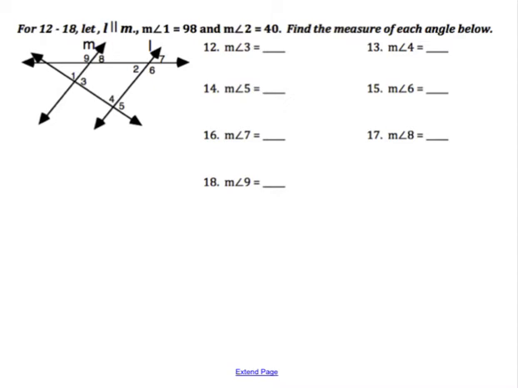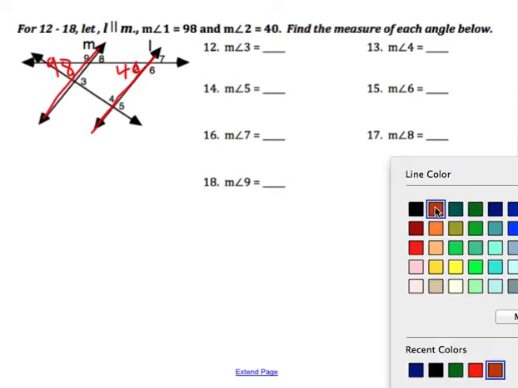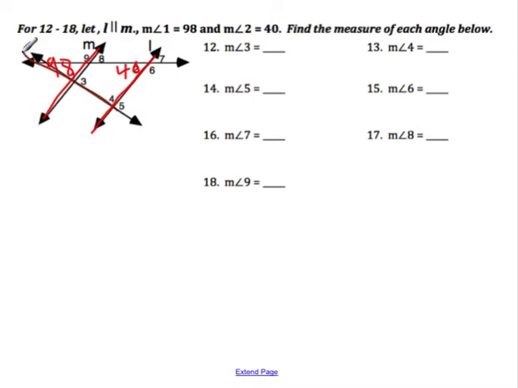It tells us that the measure of angle 1 is 98. So this angle right here is 98. And the measure of angle 2 is 40. So we have two parallel lines, this one and this one. But then we also have two transversals, this one and this one. Those two lines are not parallel, so we want to focus on just our parallel lines.